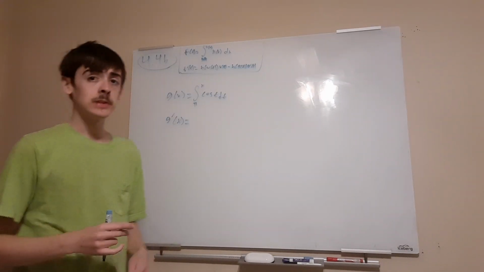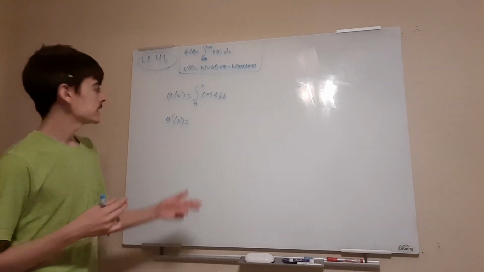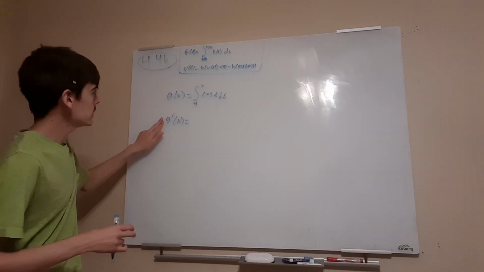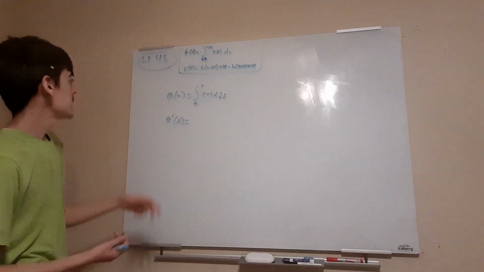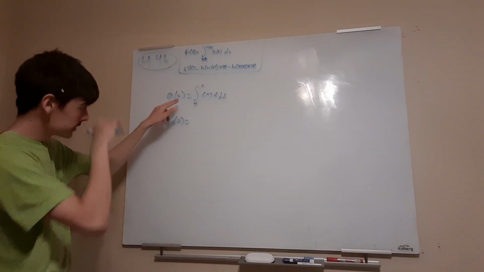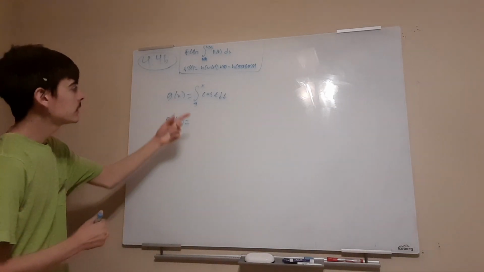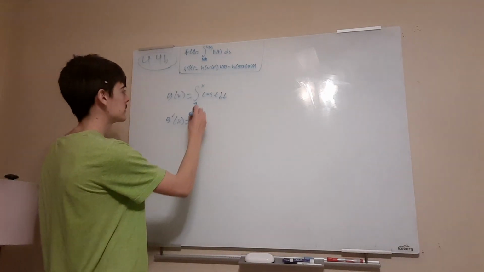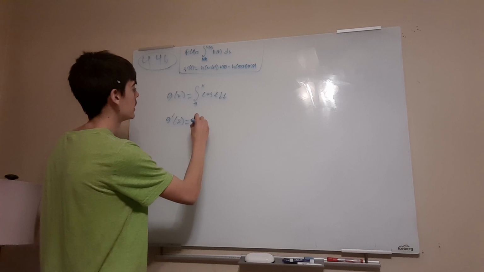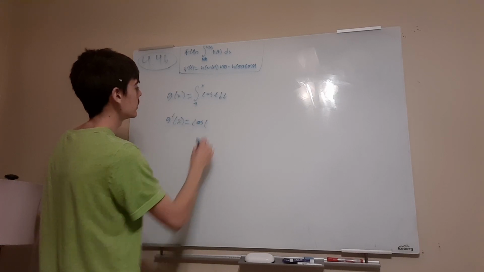Alright, so for these next few examples, all we're going to be doing is going straight from our function to our derivative using the formula I just showed you. This first example is g of x equals the integral from pi to x of cosine t. Using the formula, what it says is we first have to take the function inside the integral, and we're going to plug in the top bound.